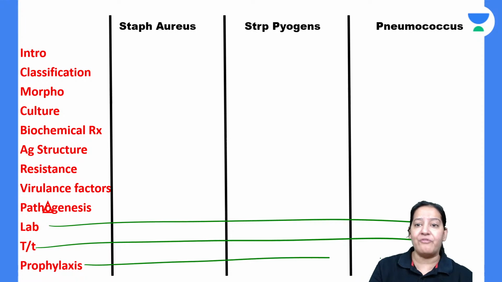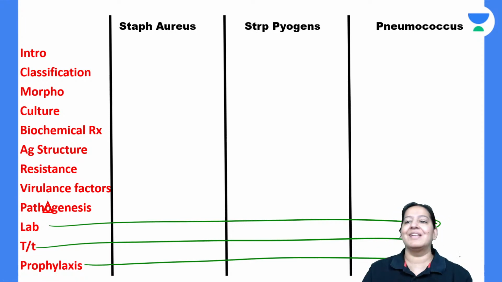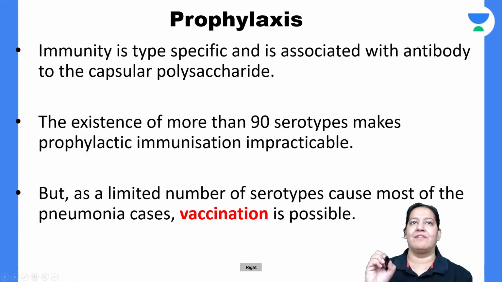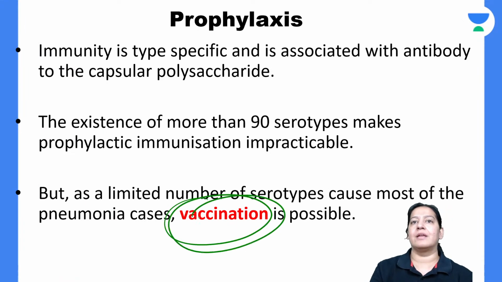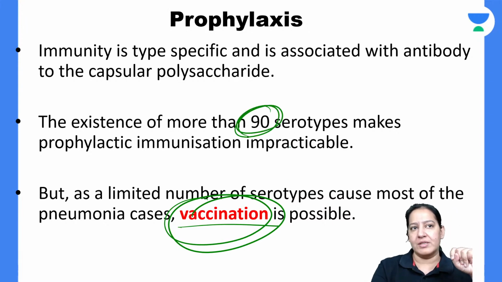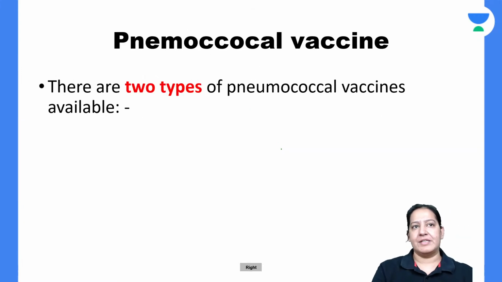The last is prophylaxis. In the prophylaxis, a vaccine is available. For pneumococcus, we have a vaccine. So who should get the vaccine? Now, how many types of pneumococcus are there? Based on the capsule, 90 types of pneumococcus are there. In the capsule, there is an antigen. Based on that antigen, 90 different types of pneumococcus are present.